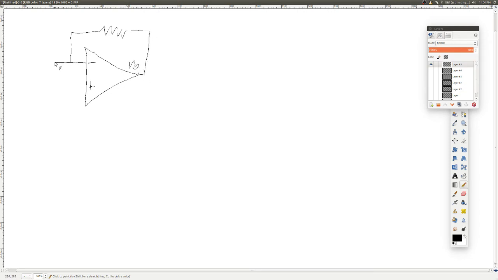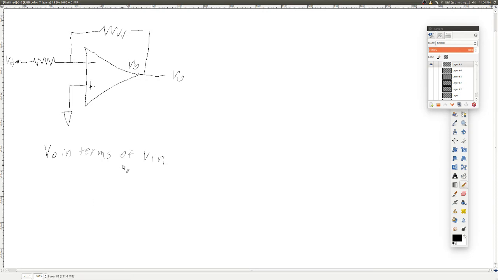Anyway, there's V out. So let's say that V in is right here. We're going to take V plus and we're going to ground it. What we want is V out in terms of V in. So how do we even start? Because this is kind of weird.